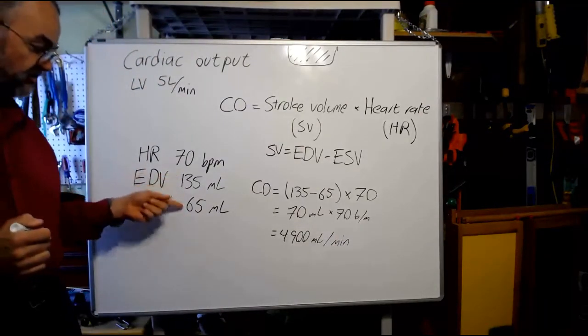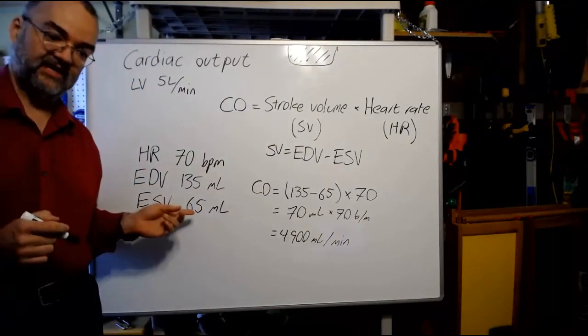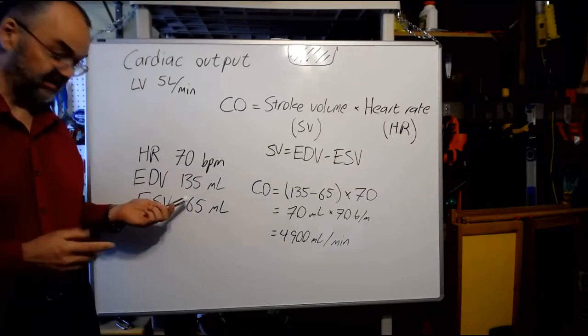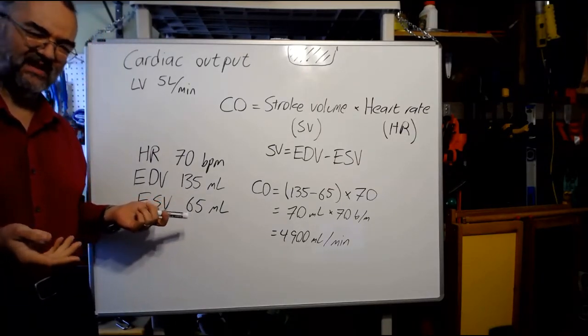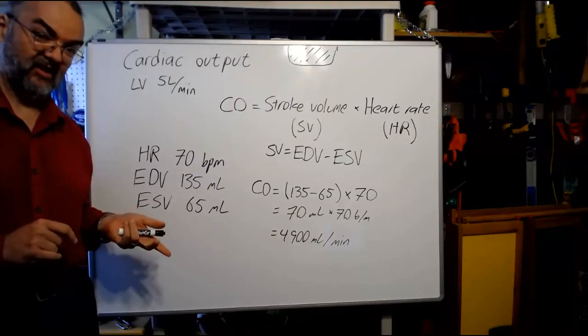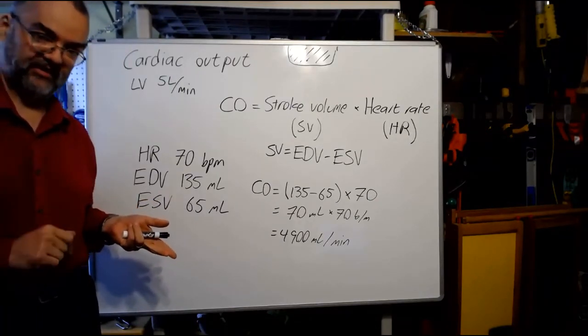Now, these are actually fairly typical values for EDV and ESV in a person at rest, at least a male person. The fact that typical has historically meant male is a problem. Maybe we'll talk about that a little later.